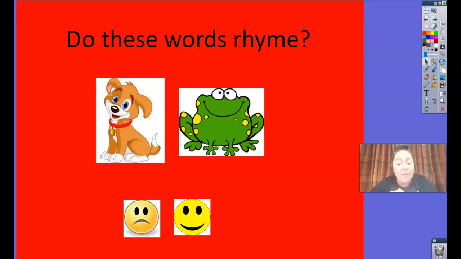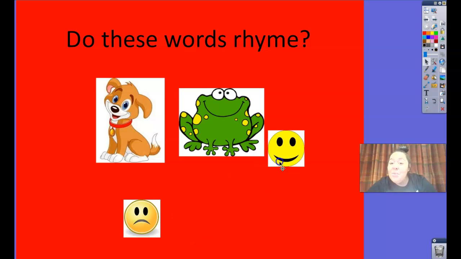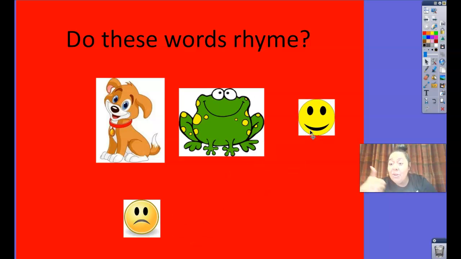Let's look at our rhyming words for today. Let's see if these two pictures rhyme. Dog, frog. Frog, dog. Do you think they rhyme or do you think they don't rhyme? Show me with a thumbs up or thumbs down. Frog, dog. They rhyme. Frog and dog rhyme. They sound the same at the end. They both end in the og sound. Dog, frog. They both have the same ending sound.